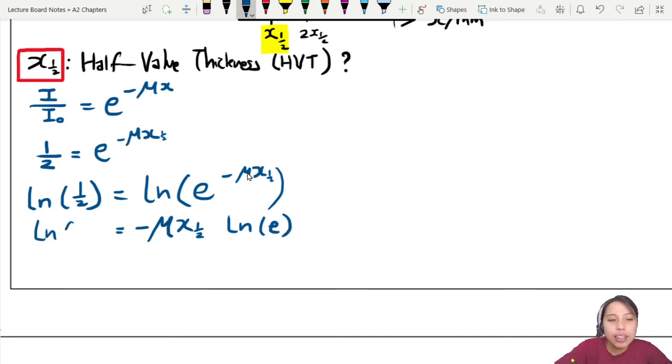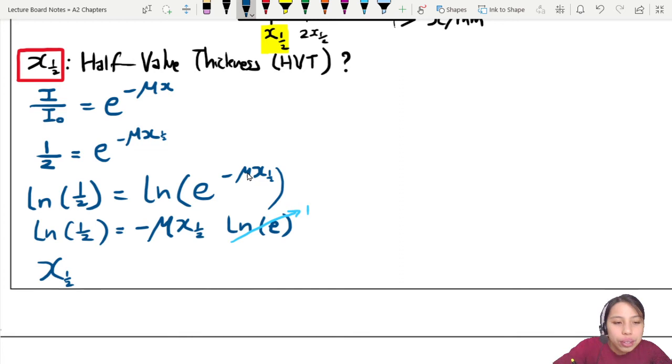And this is ln of half. The nice thing about ln of e is that when you press the calculator, what's the natural log of e? It becomes 1. So it's gone. Bye-bye. Okay, very nice.